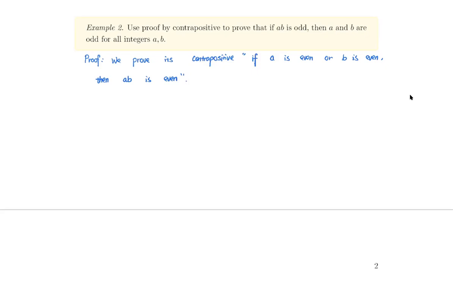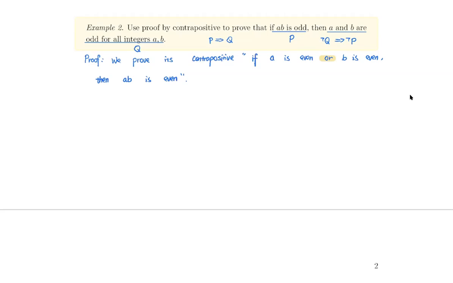Let's go back to example two. Your first step is to write down the contrapositive of the original statement. This is your P, and this is your Q. We have P implies Q, so the contrapositive would be not Q implies not P. Not Q would be A is even or B is even. Really important, this is a common mistake: A is even or B is even. Not P would give us AB is even.